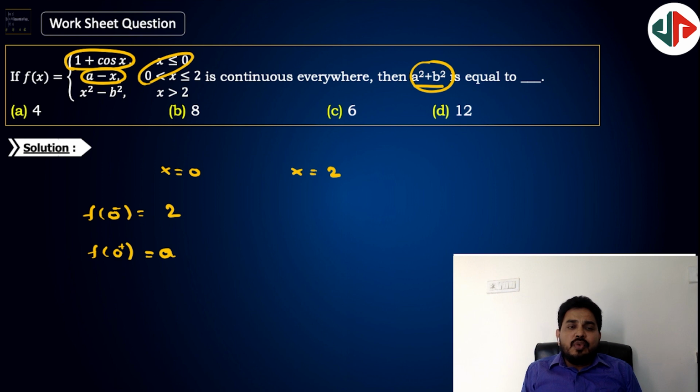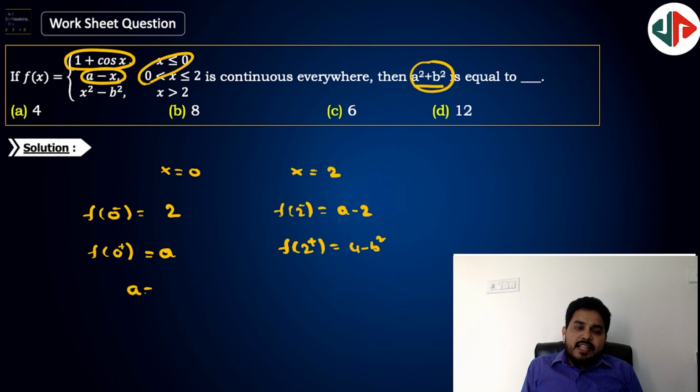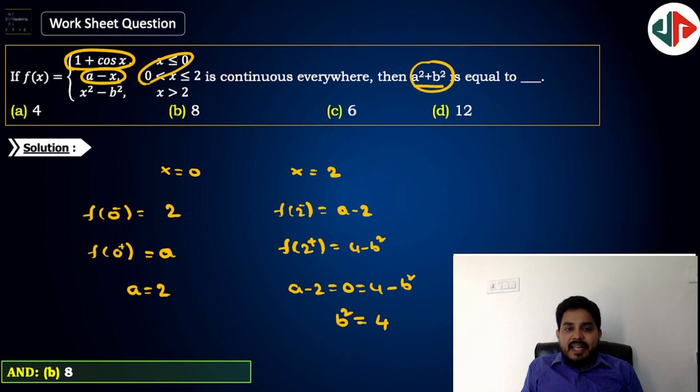Next, at x is equal to 2, f of 2 minus is equal to a minus 2 and f of 2 plus is equal to 4 minus b square. So clearly a is equal to 2, and here a minus 2, what is a minus 2? 0 is equal to 4 minus b square. So b is equal to 4. Sorry, b square is equal to 4. a is equal to 2. So a square plus b square is equal to 8, which is the answer.